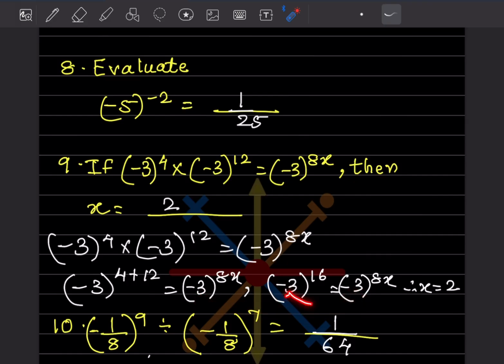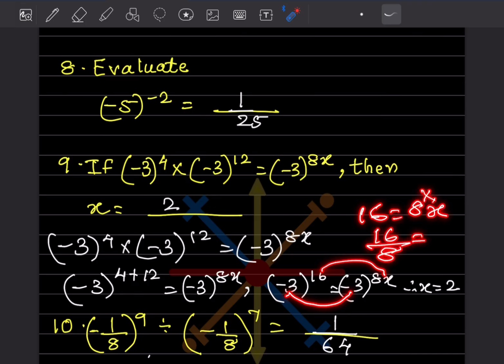So now the base is the same, so 16 is equal to 8x. Now this is multiplication, so 16 divided by 8 is equal to x. So that is going to be, x will be 2.